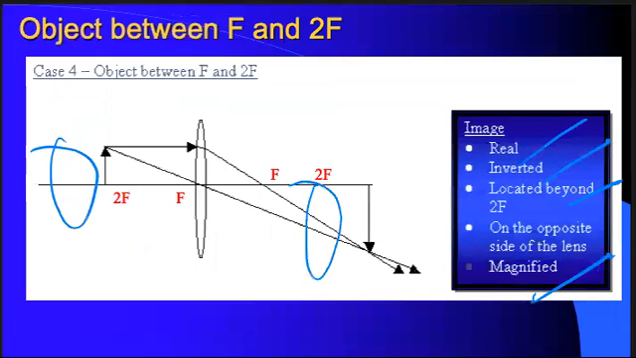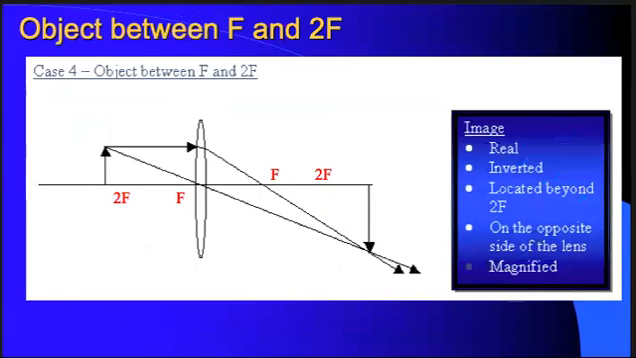Okay? Next. Let's clear this. Object between F and 2F. Siya between F and 2F. What will you produce here? Real, inverted, located beyond 2F, again, opposite side, and you have a magnified object. Okay? Na magnify ang object.